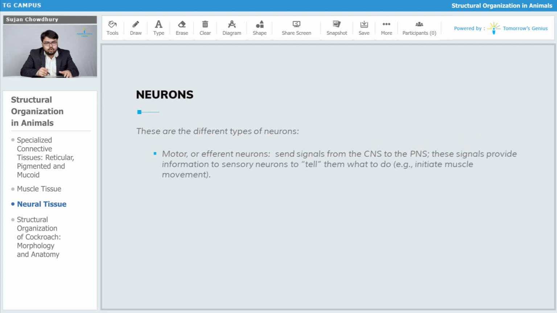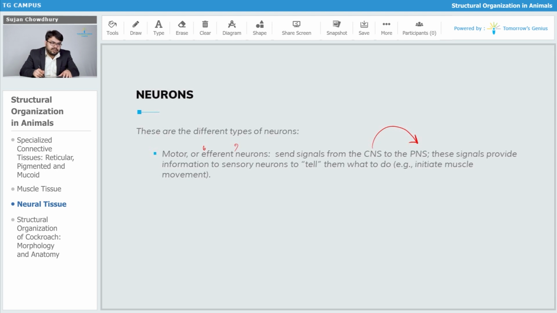Then we have motor neurons or efferent neurons. These are the neurons which send signals from the CNS to the PNS. So from the central nervous system, an order, a suggestion, an advice comes to the peripheral nervous system, which will act accordingly. For this, we have another type of nerve cells, which are known as motor or efferent neurons.